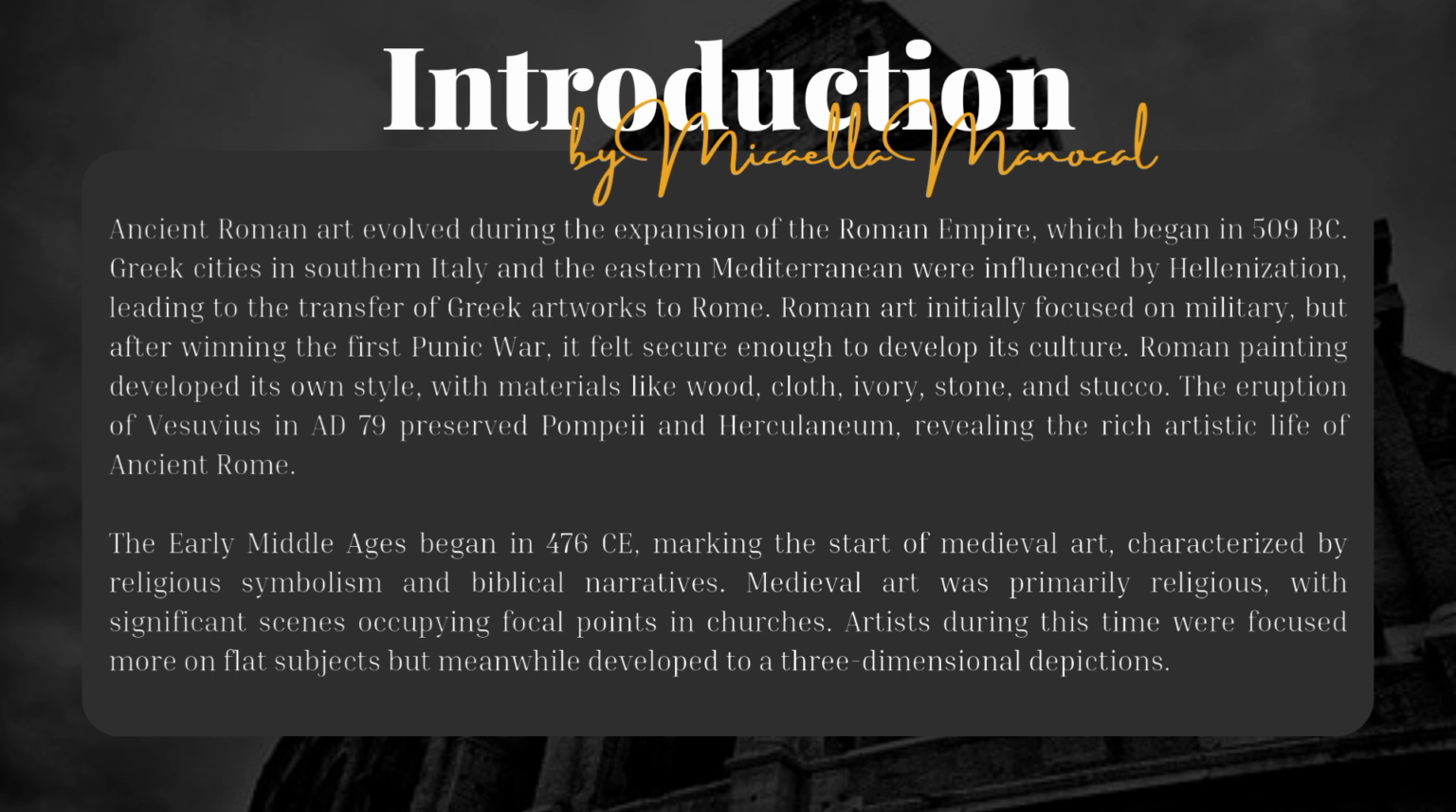As the Roman Empire started, Roman painting developed its own style, with materials like wood, cloth, ivory, stone, and stucco. The eruption of Vesuvius in AD 79 preserved Pompeii and Herculaneum, revealing the rich artistic life of ancient Rome. Additionally, Roman painting was divided into four periods or styles. As we delve into our presentation, we will learn about these four styles or periods, which are also applied to the whole Romanized territory.